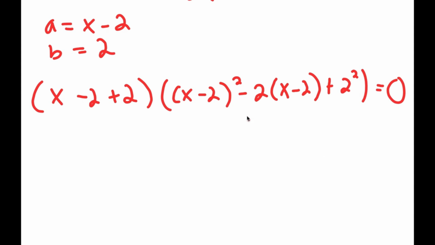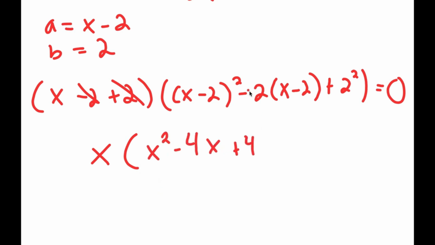Now we can simplify this. So negative 2 and positive 2 cancel out. So I get x times, (x minus 2) squared is the same thing as x squared minus 4x plus 4. And then negative 2 times (x minus 2), I can distribute the negative 2. Negative 2 times x is negative 2x. And negative 2 times negative 2 is positive 4. And finally I have this plus 2 squared, which is equal to 4.